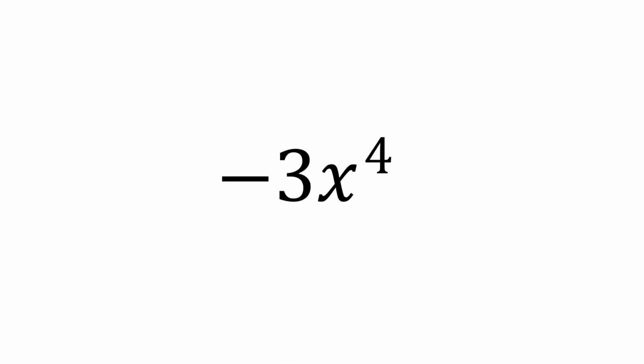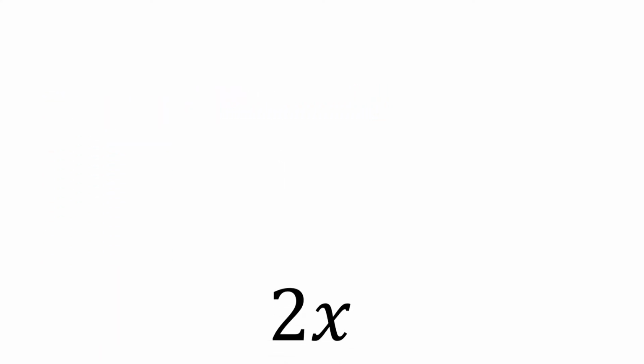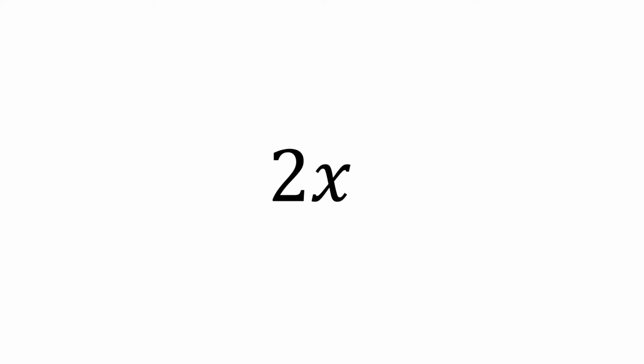If we have a single variable monomial, like negative 3x raised to 4, then we only have one exponent. If there is only one variable, the degree is the exponent of the variable. In this case, the exponent is 4. So therefore, the degree of this monomial is 4. If we have, for example, 2x, we know that the exponent here is 1. So therefore, the degree of this monomial is 1.